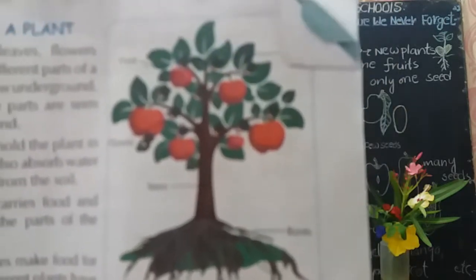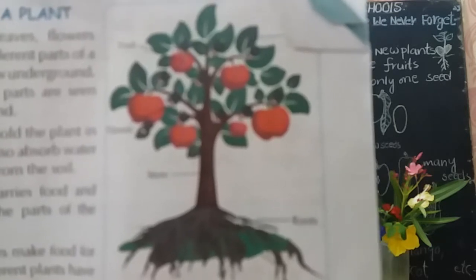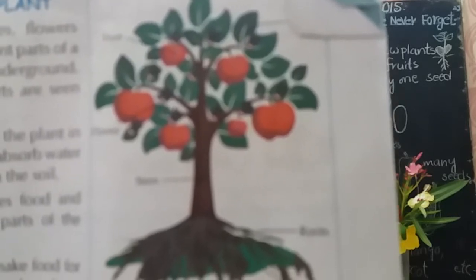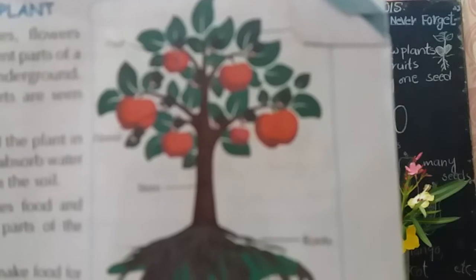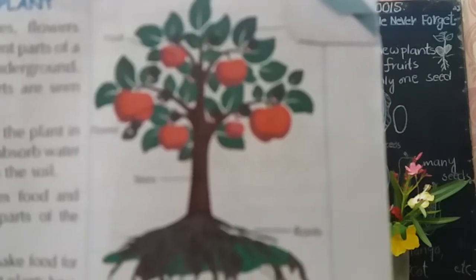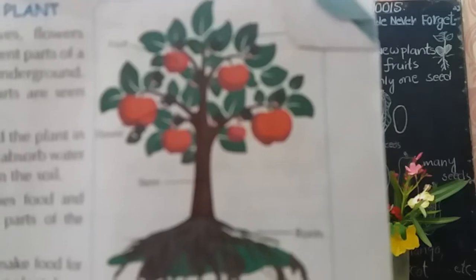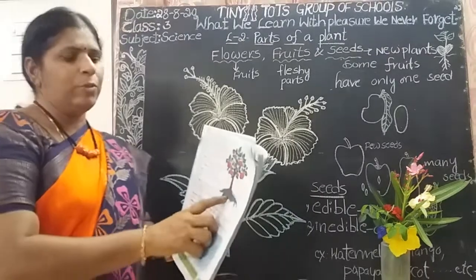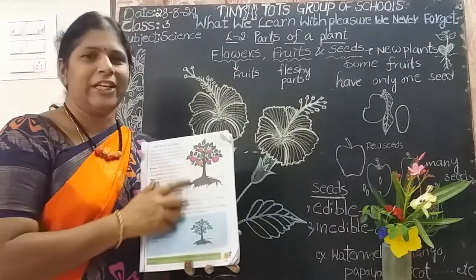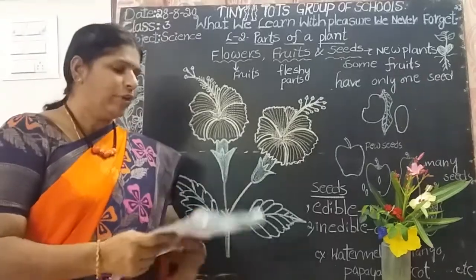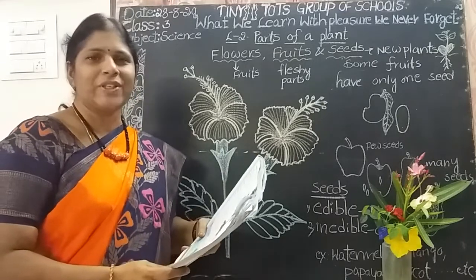What is the food factory of the plant? Leaves only. Leaves prepare food for the plant. Leaves are called the kitchen of the plant and also the food factory of the plant, and leaves also help the plant to breathe. Okay children, we discussed the root, the stem and the leaves in the previous class. Now we will discuss the flowers, fruits and seeds.